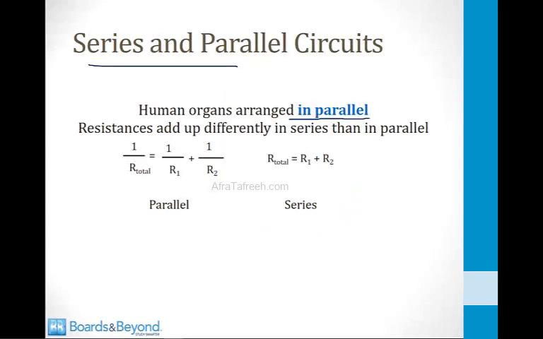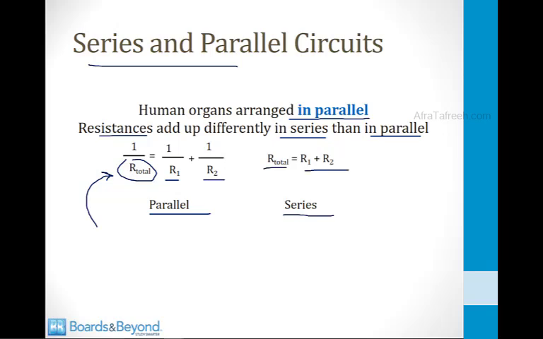We can describe this mathematically because resistances to flow add up differently when structures are arranged in series compared to in parallel. So structures arranged in parallel have a total resistance that obeys this equation here, where 1 over the total resistance equals 1 over the resistance of the first structure plus 1 over the second structure. In series, resistances add up such that R total equals R1 plus R2.